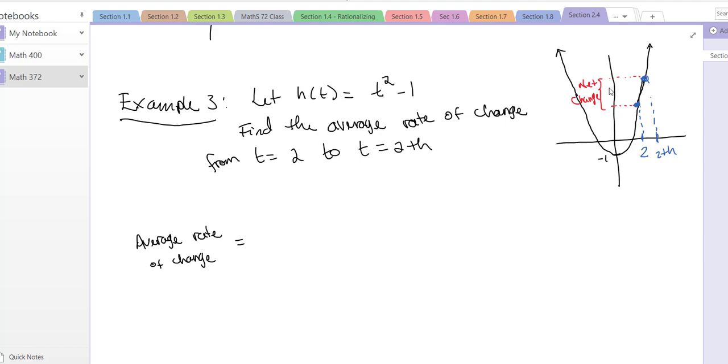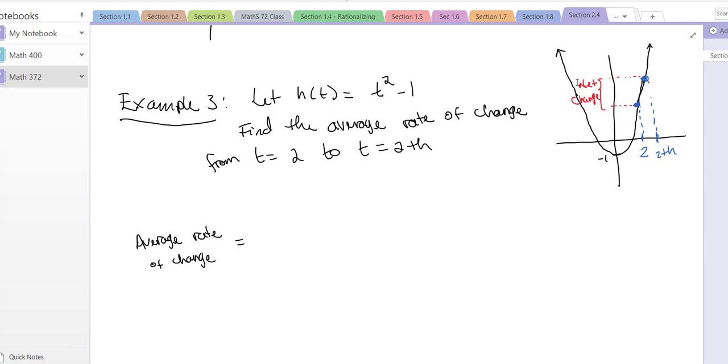Hey there, this is part 2 of the section 2.4 video on average rate of change. So we're going to continue with another example of the first function, h of t equals t squared minus 1. Now say I want to find the average rate of change from t equals 2 to t equals 2 plus h. And so I made a little graph here.